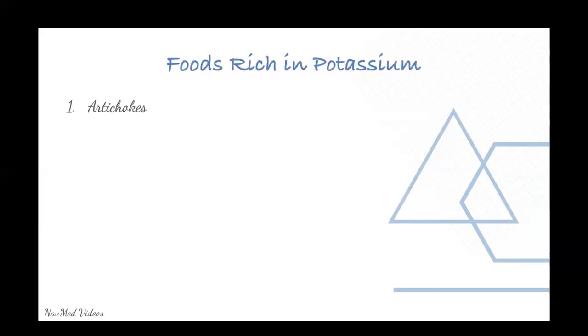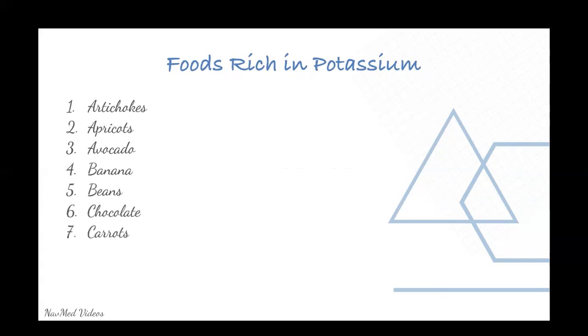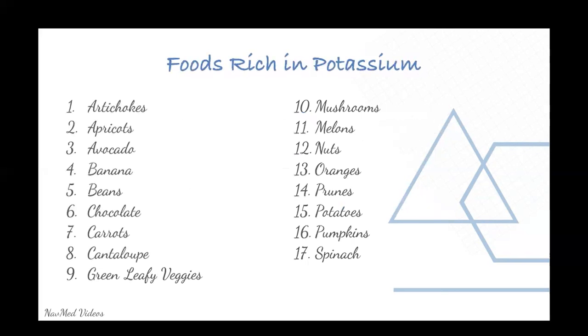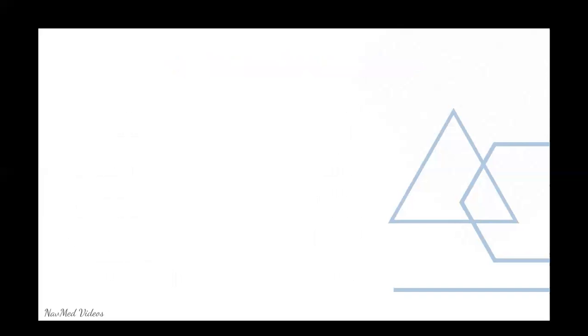Foods rich in potassium include artichokes, apricots, avocado, banana, beans, chocolate, carrots, cantaloupe, green leafy veggies, mushrooms, melons, nuts, oranges, prunes, potatoes, pumpkins, spinach, and tomatoes.